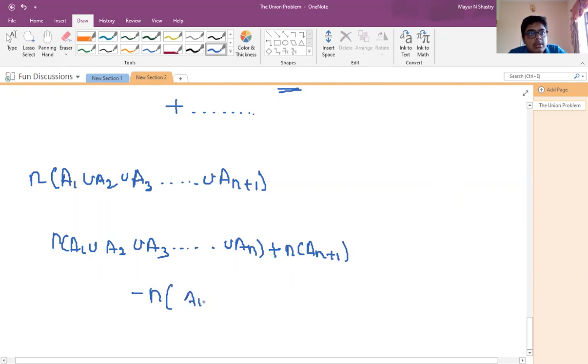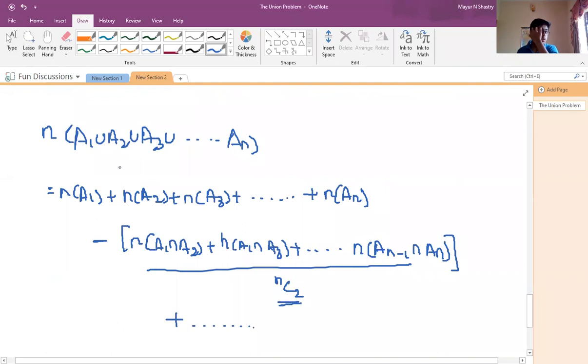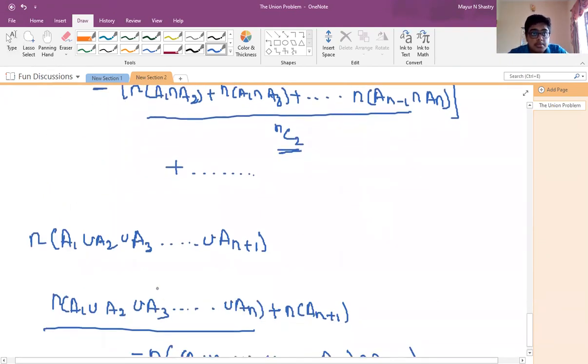minus n of all these unions intersection with AN plus 1. And this thing, we know that it is this whole formula. You notice that here, all these terms will appear, and here all those terms will appear and n of AN plus 1. So a total of n plus 1 terms. So that means that the first part is at least true.